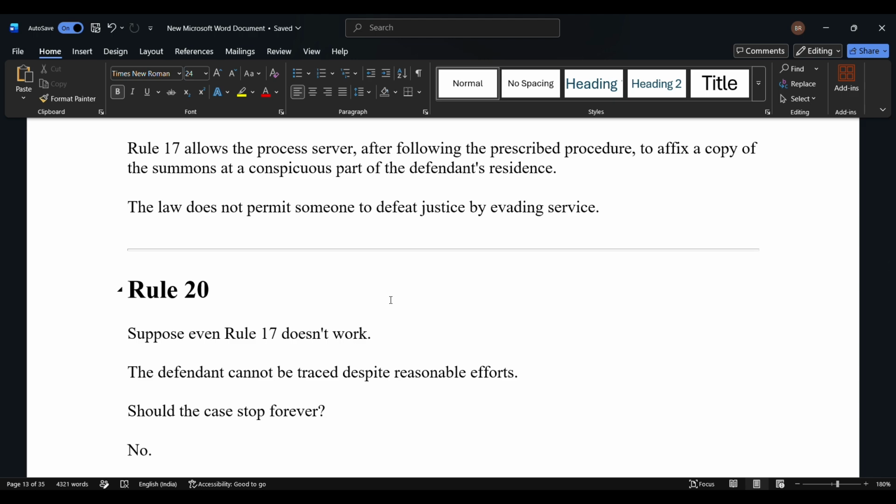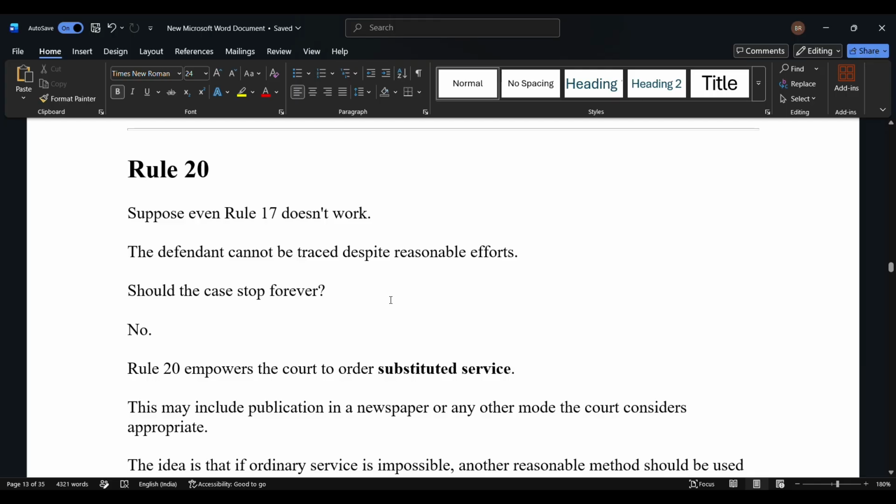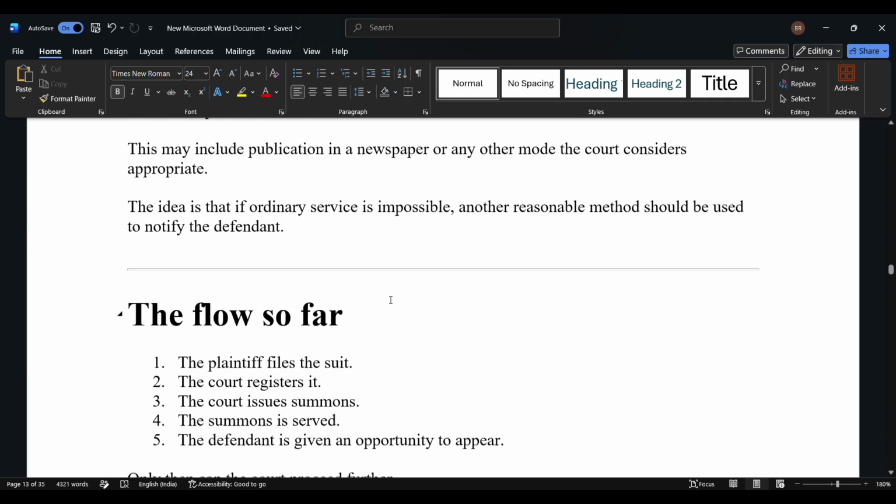Rule 20. Suppose even Rule 17 doesn't work. The defendant cannot be traced despite reasonable efforts. Should the case stop forever? No. Rule 20 empowers the court to order substituted service. This may include publication in a newspaper or any other mode the court considers appropriate. The idea is that if ordinary service is impossible, another reasonable method should be used to notify the defendant.